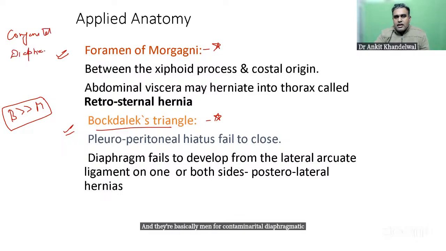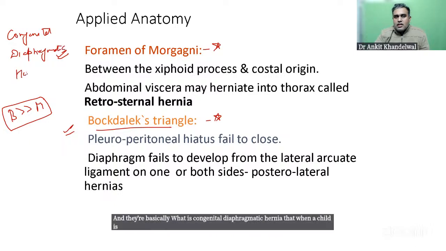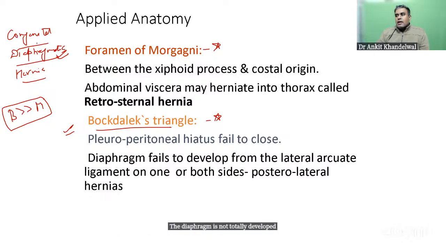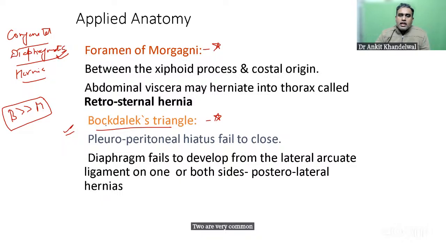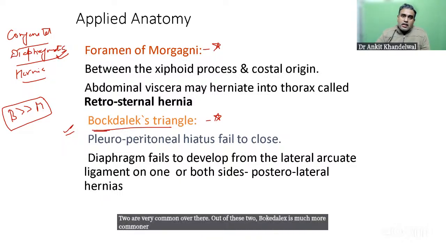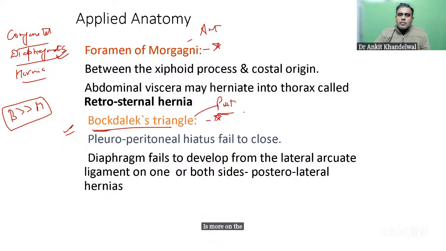What is congenital diaphragmatic hernia? That when a child is born with a hernia through the diaphragm, the child is born with that pathological condition. The diaphragm is not totally developed. So there is some abdominal cavity viscera that goes into the thoracic cavity. That is known as congenital diaphragmatic hernia. And 2 are very common over here. Out of these 2, Bochdalek is much more common than Morgagni hernia. Morgagni is more on the anterior aspect. Bochdalek is more on the posterior aspect of the newborn diaphragm.